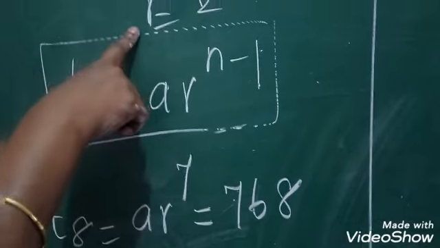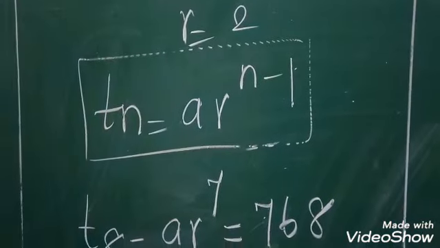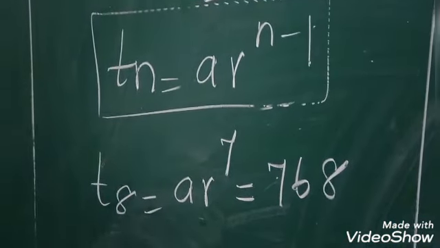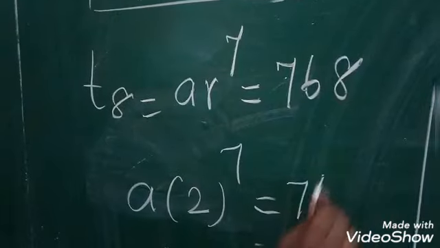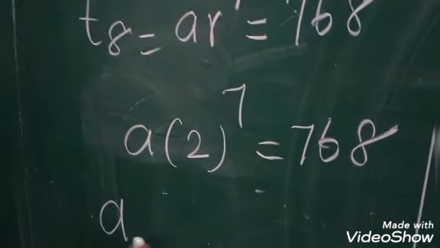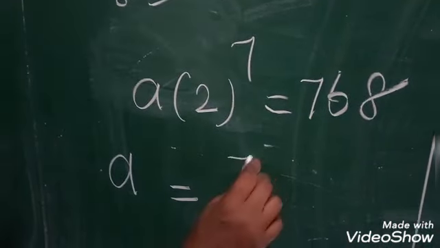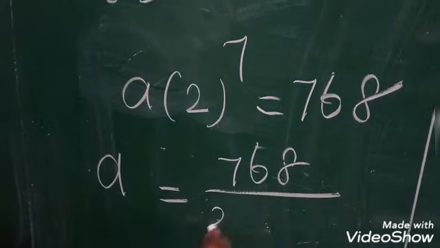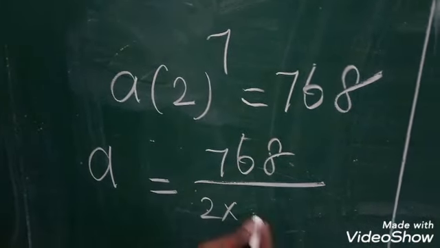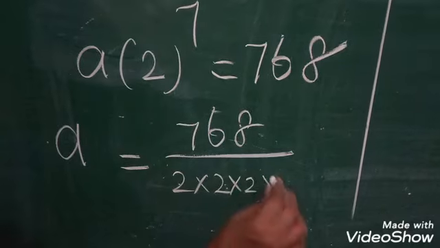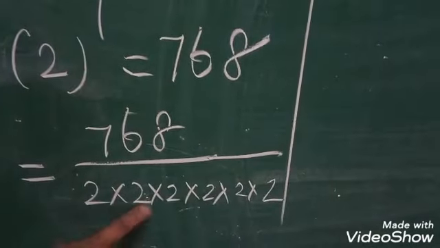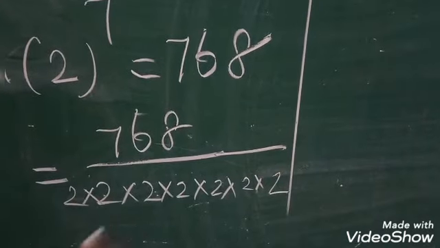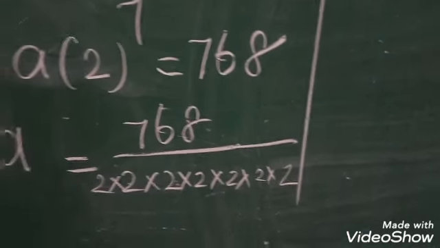Now the R value is also given, so you have to substitute the R value. You will find out the value of A. Okay. Now 2 power 7. Given R is equal to 2, A into 2 power 7 equals 768. Now we need A, so keep it on the left hand side. The remaining goes to the right hand side. 2 power 7 should go to the division. Okay, how many times is 2 repeated? 7 times, because the power is 7. Okay, now if you divide, how much will you get?